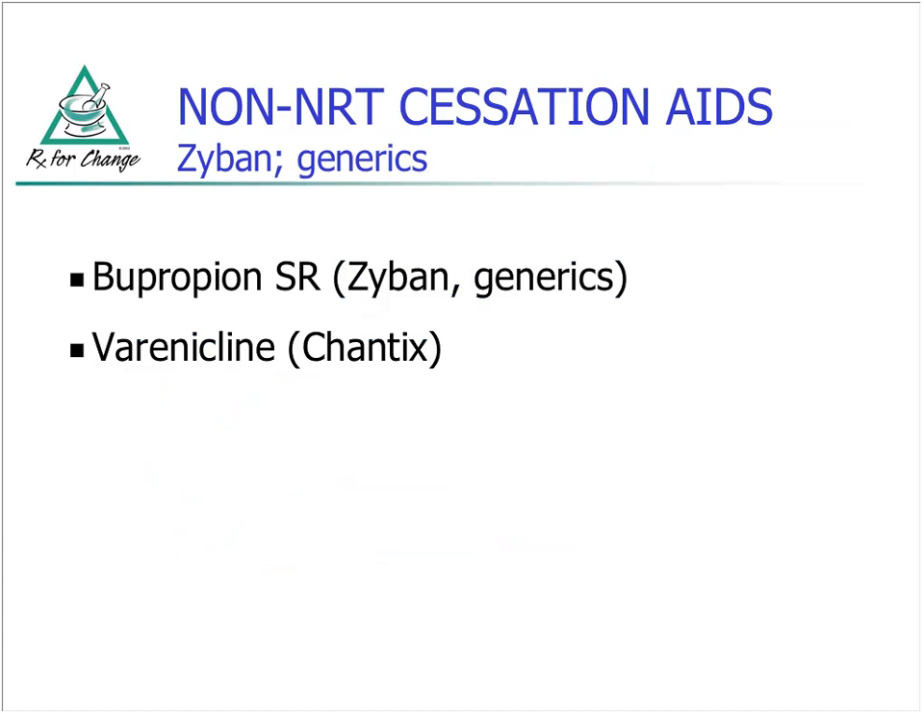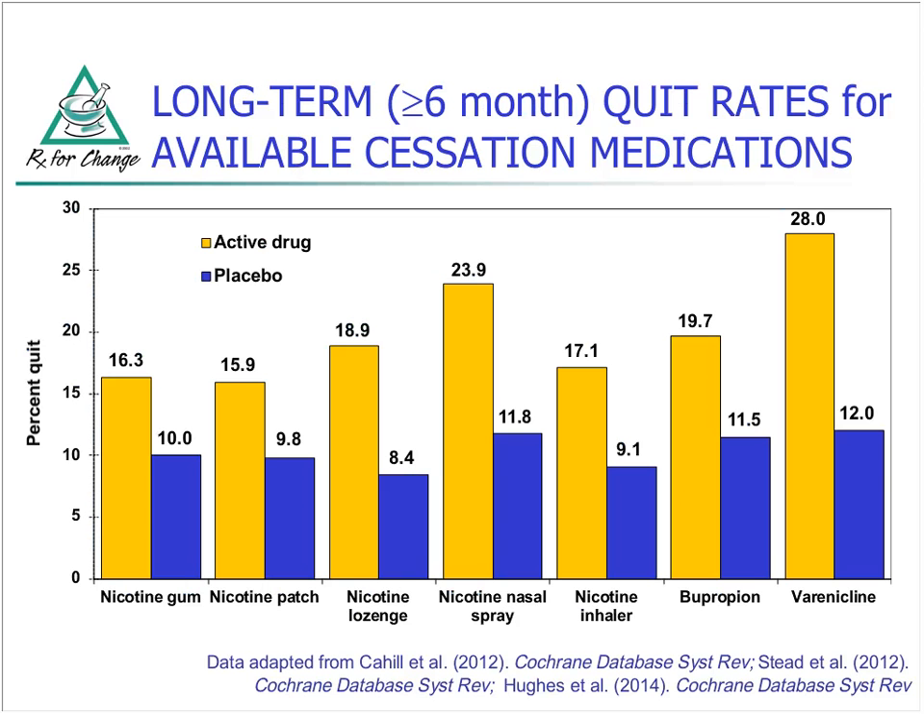So the other options here are bupropion and varenicline. Bupropion is available as Zyban and a generic, and varenicline is only sold as Chantix. There is no generic. It hasn't gone through the time course to get a generic yet. But these are also very effective medications. And the nice thing about this is it's oral dosing, where the other ones are not. Well, the lozenge and the gum are, but it's a different type of dose.